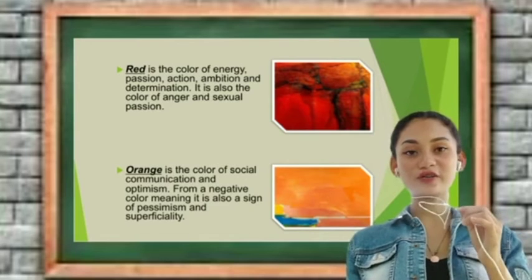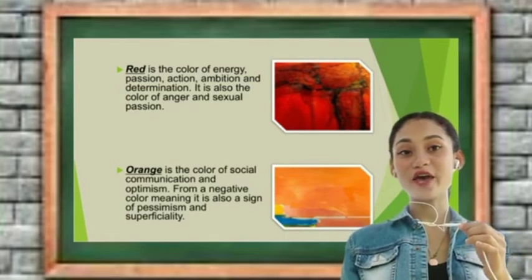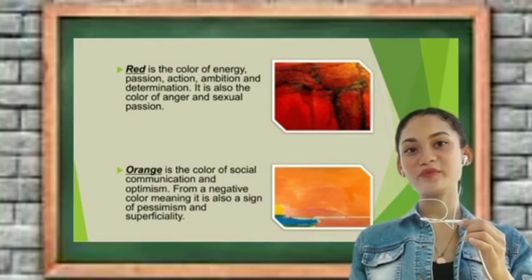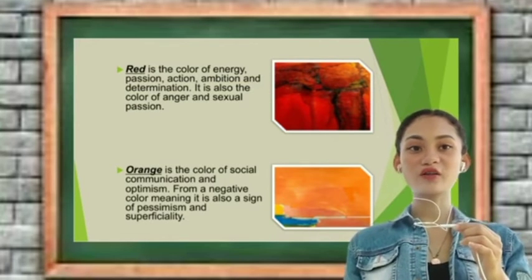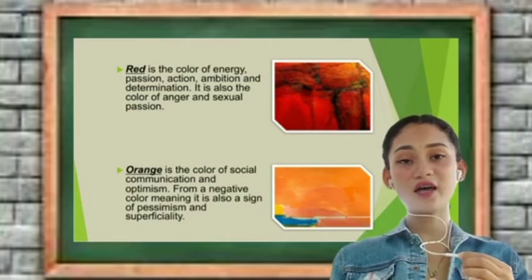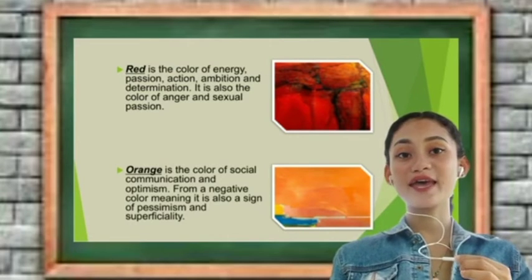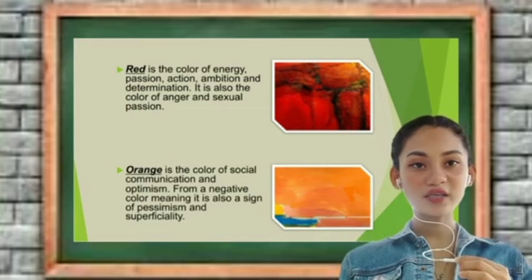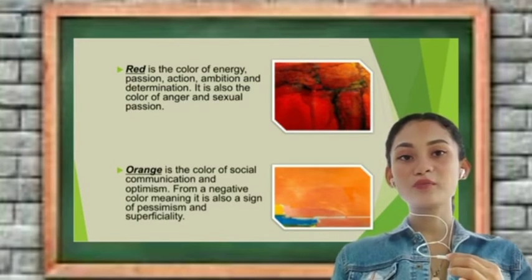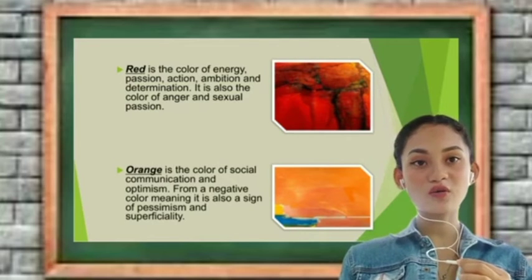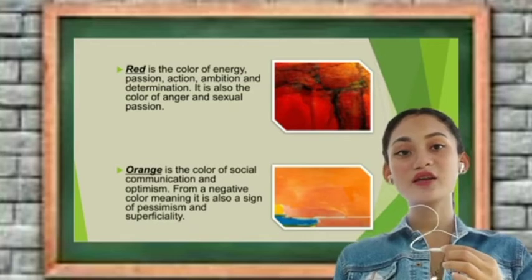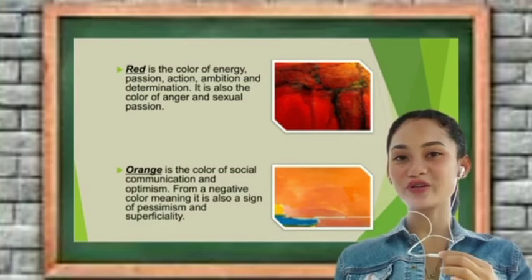Okay, let's have first the red. Red is the color of energy, passion, action, ambition, and determination. It is also the color of anger and sexual passion. You know that the red color helps to enhance muscles, strengthen the body, increase the blood pressure, accelerate pulse, blood circulation, excretion of adrenaline, and hepatic function. So that is the psychological meaning of the red color.